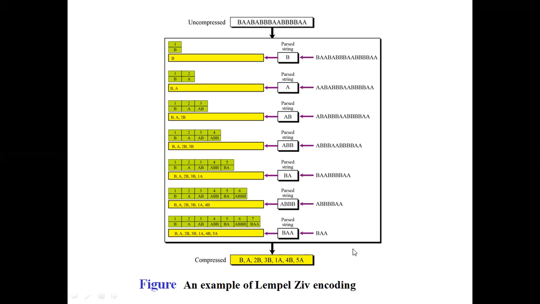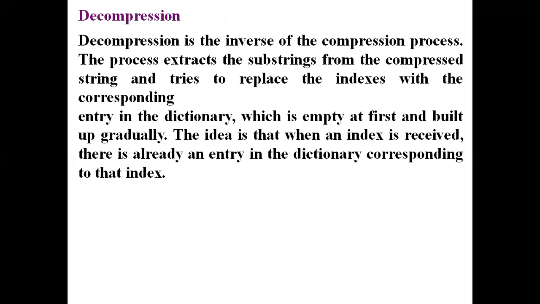For all these compression techniques, one thing is for sure, that we need redundant data. The data should have more frequency of occurrence. Now, how do we decompress the data? It is the inverse of the compression technique. The process extracts the substring from the compressed string and tries to replace the index value with the corresponding entry in the dictionary, which is empty at first and builds up gradually.